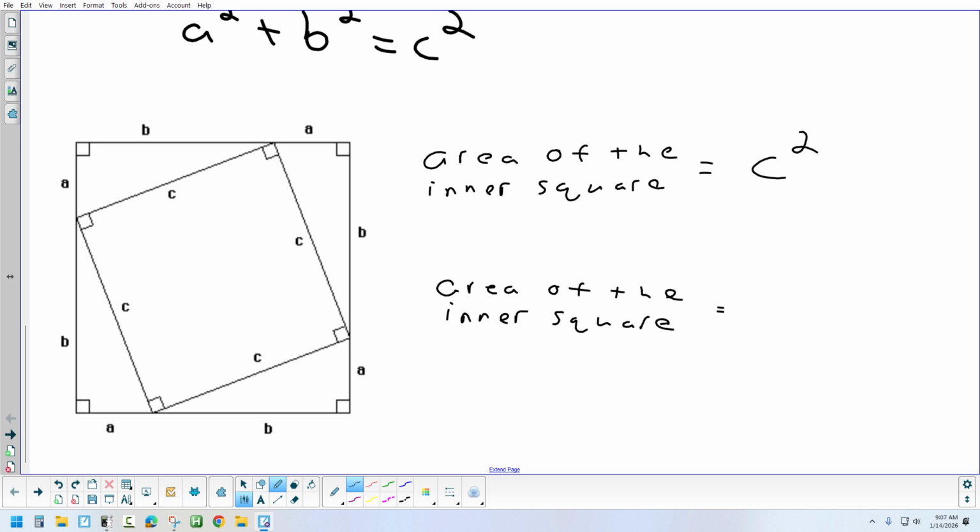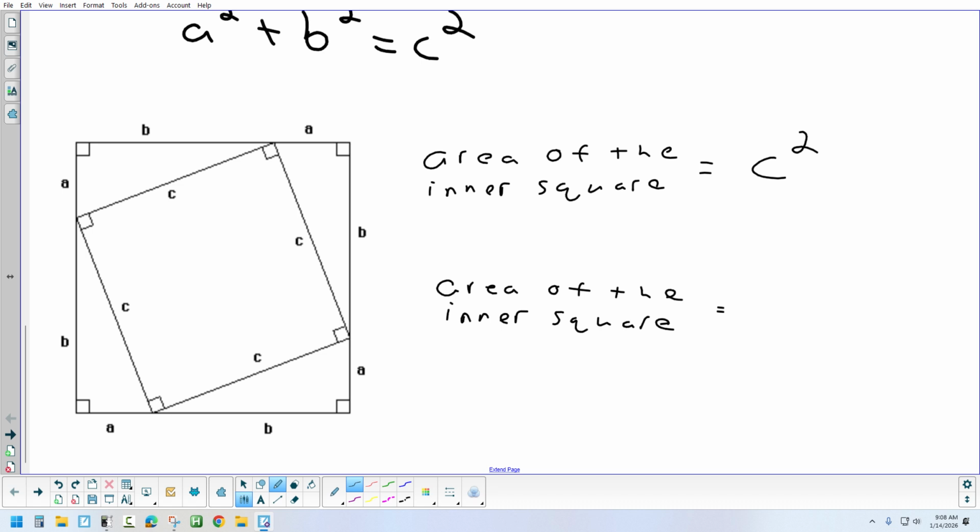But you're not allowed to use the letter C anymore. Well, you can use the letter C, but you can't say C times C. What's another way that I could find the area of that inner square? Like (a plus b) in parentheses and then squared. What would that give you?